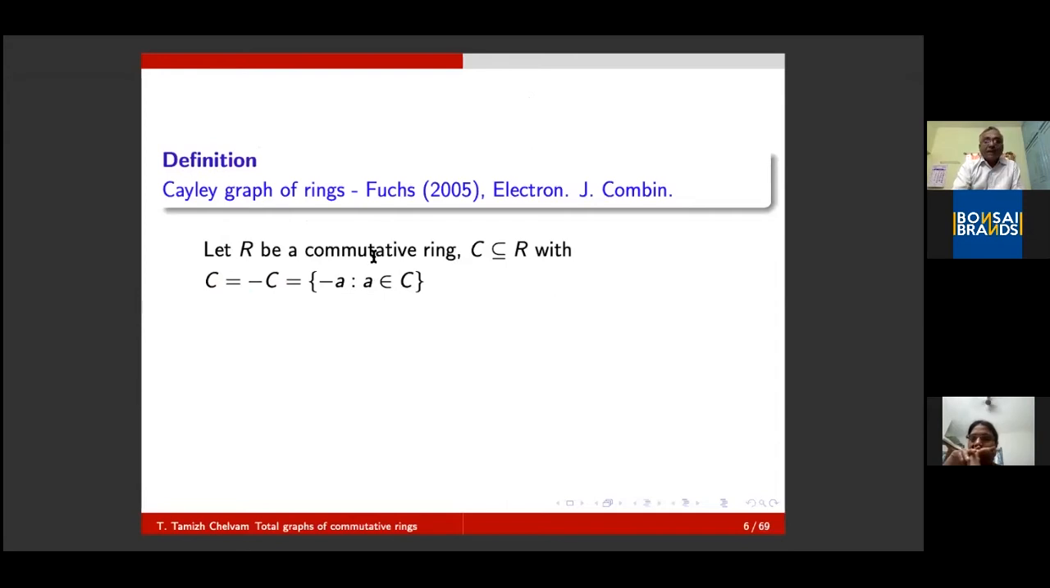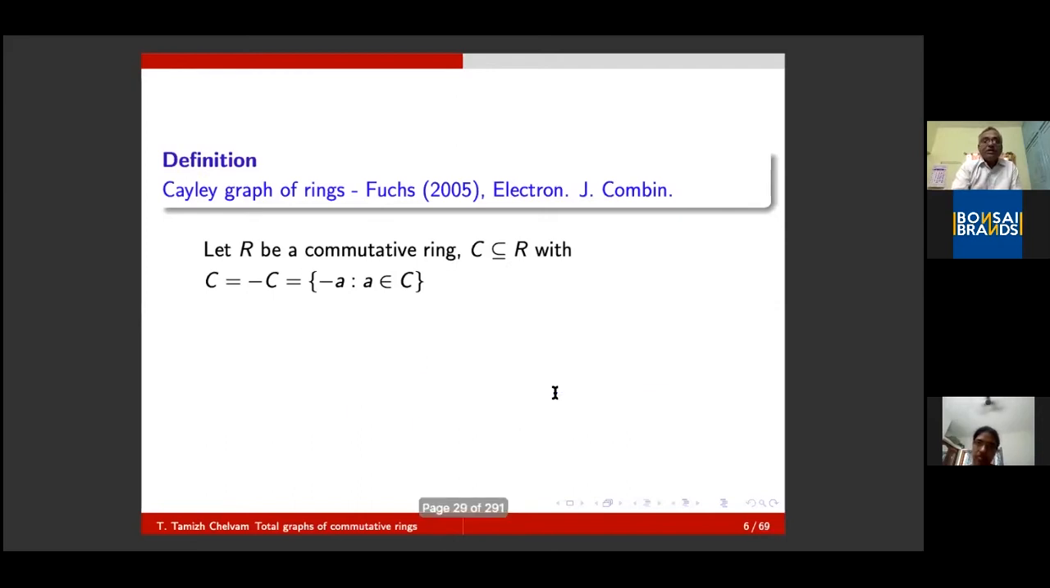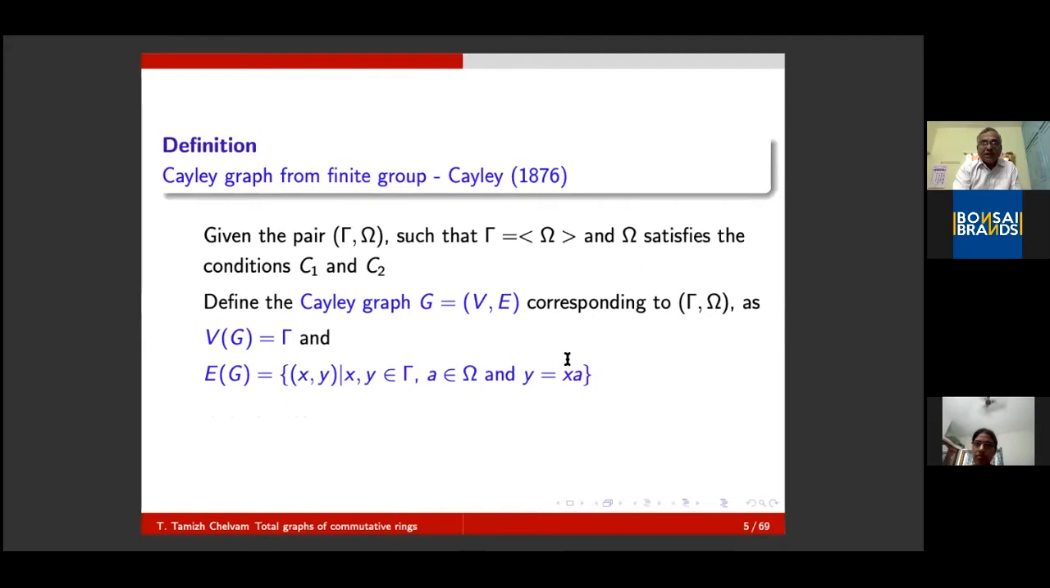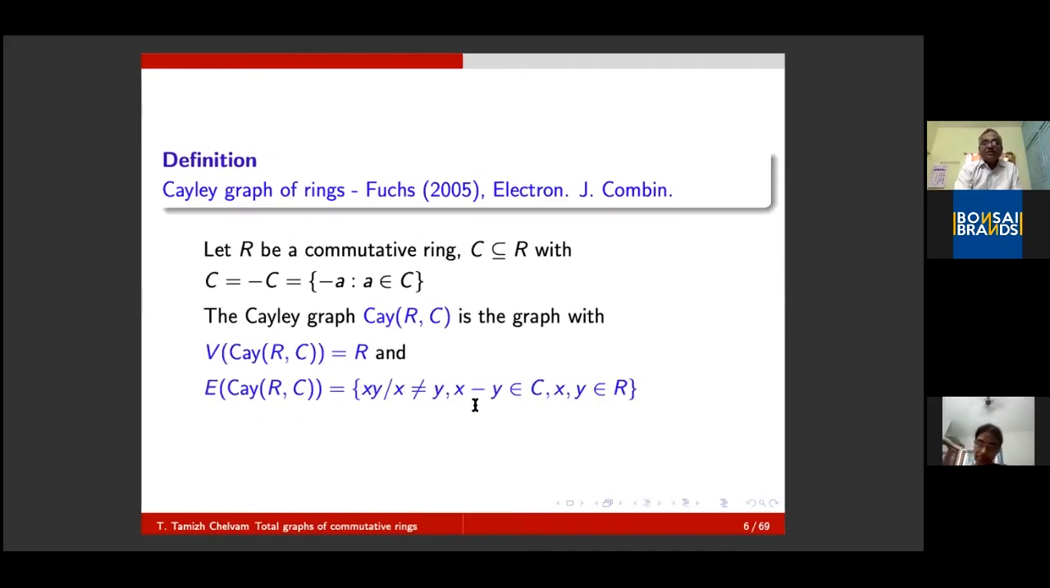And once you have a pair, a commutative ring R and a subset C symmetric with respect to addition, the Cayley graph is constructed, Cayley of R comma C, for which the vertex set is all of R, and two elements are joined provided X minus Y is an element of C. Please recall the earlier definition of an edge in the Cayley graph, Y equals XA; you can put X inverse here, therefore YX inverse equals A. Here the inverse is with respect to addition, so YX inverse becomes Y minus X or X minus Y. Therefore, X minus Y is an element of C. It is just a replica of the definition of the Cayley graph of a finite group.